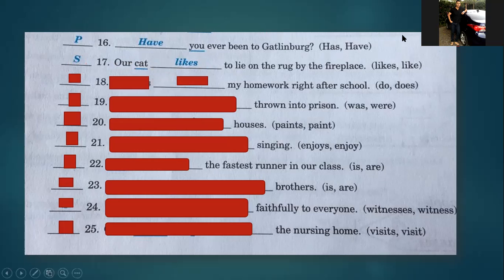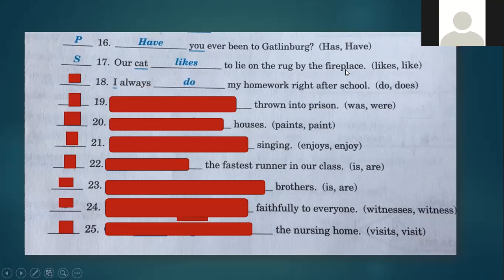Number 18. Always do my homework right after school. Let's check it out. Good. Underline my, no, I am. Do is singular. Do, exactly, and is singular.